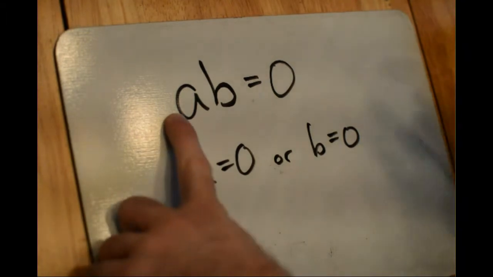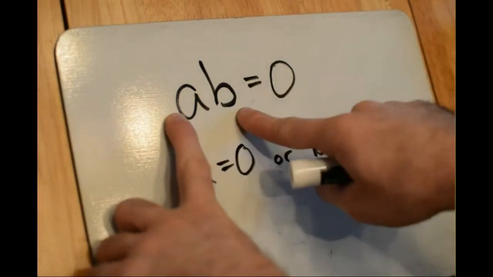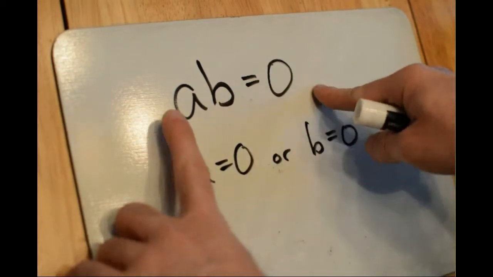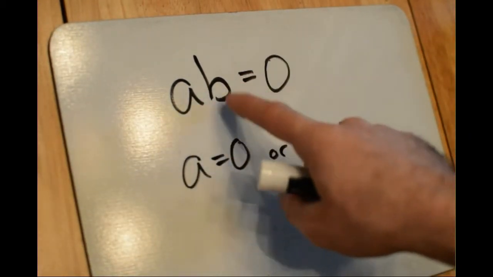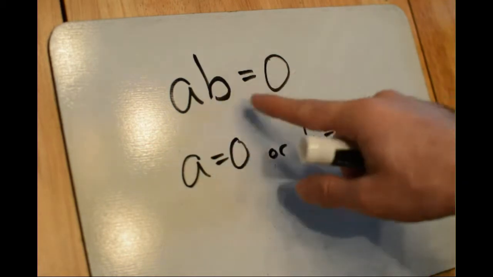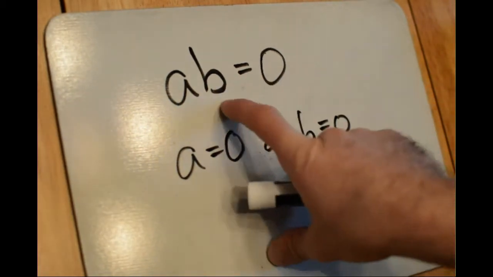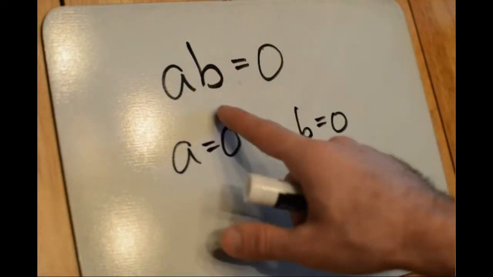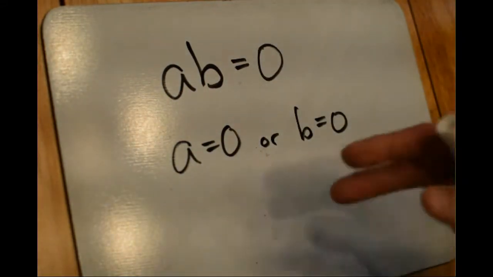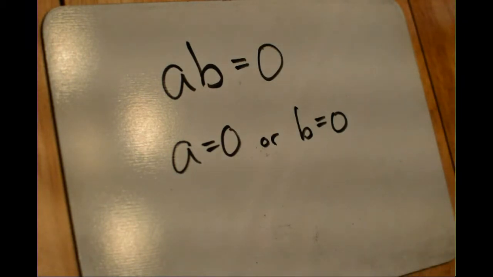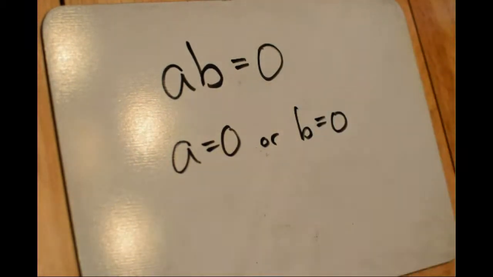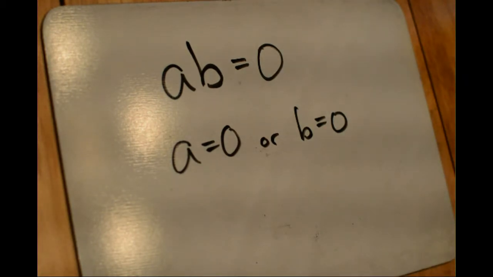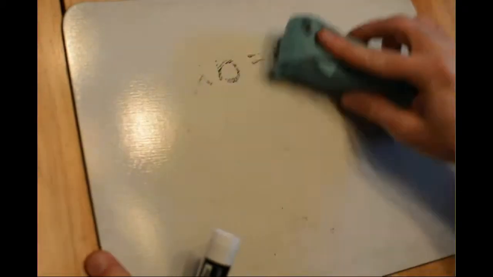If a is anything, like if it's 10, then b has to be 0 because 10 times 0 is 0. If a is 17, then b has to be 0 to make that product be 0. If b is anything, like if it's negative 105, a would have to be 0 to make that product come out as 0. And that's a pretty special property about the number 0: you take any number at all times 0, your answer is 0. And we're going to see in just a minute how that's going to help us solve certain types of equations.